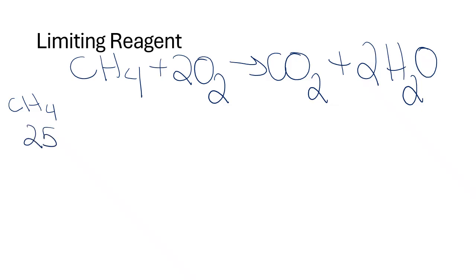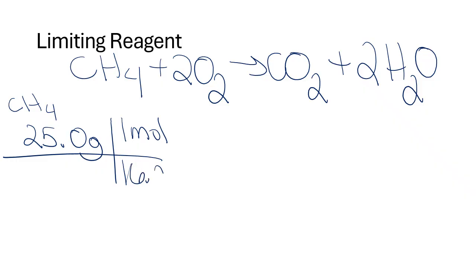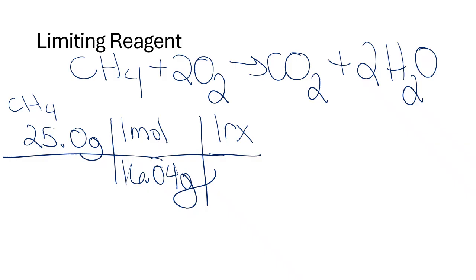We have 25.0 grams. We're going to convert that to the number of methanes, or the number of moles. 1 mole is 16.04 grams. So if you don't know how I got that 16.04, look up how to determine molar mass. And then how many CH4s are used per reaction. So really, for one reaction, the front number in CH4 is 1.